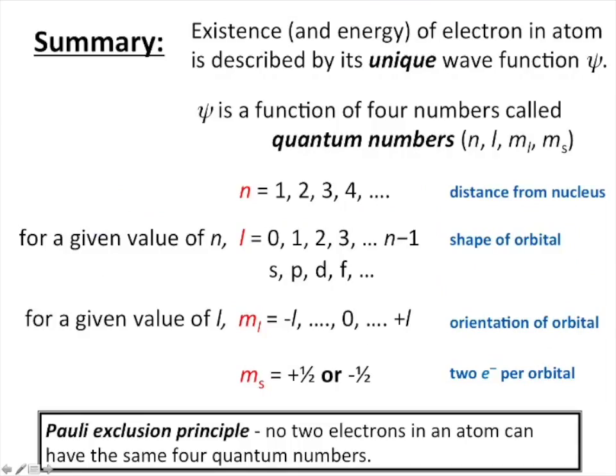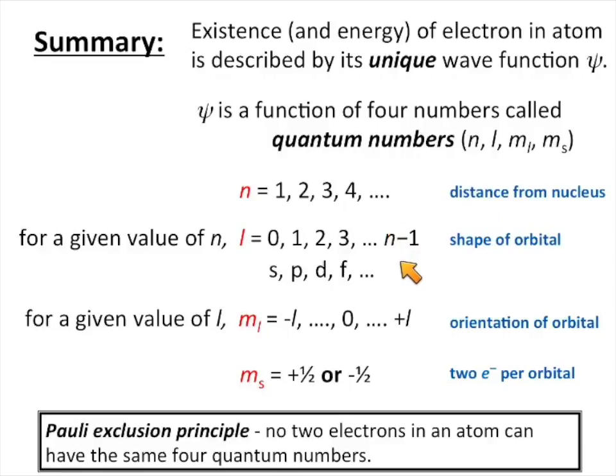Okay, so now we get to the summary. The existence and energy of an electron in an atom is described by its unique wave function. It's unique because each electron has a wave function with one set of 4 quantum numbers, and it's the only electron that can have that at a given time. Now, this wave function depends on these 4 quantum numbers. n is the principal quantum number. It roughly tells you the distance from the nucleus, and it can take values starting from 1 and going up in integer steps.